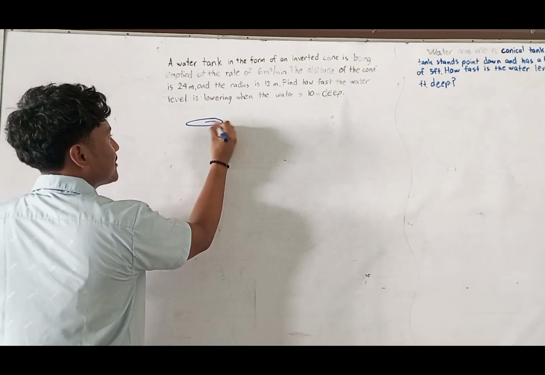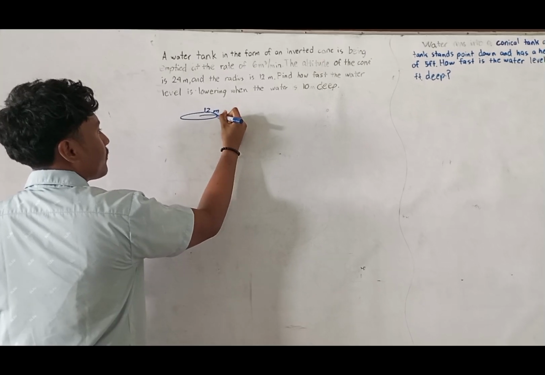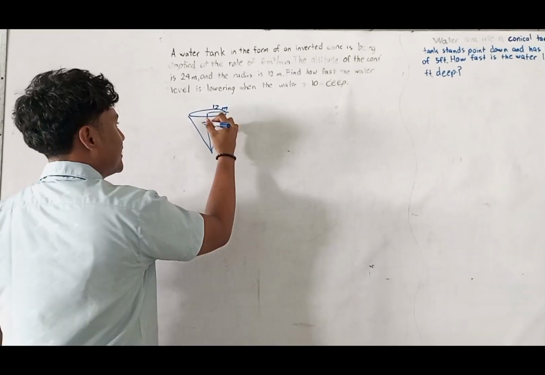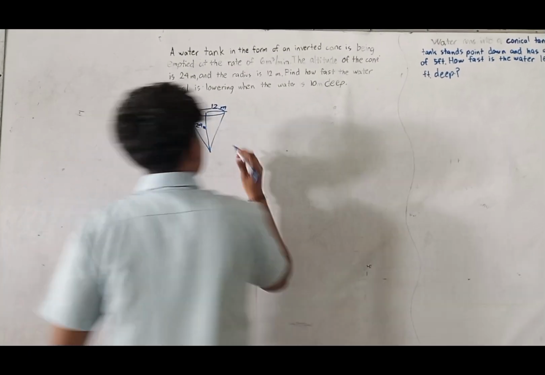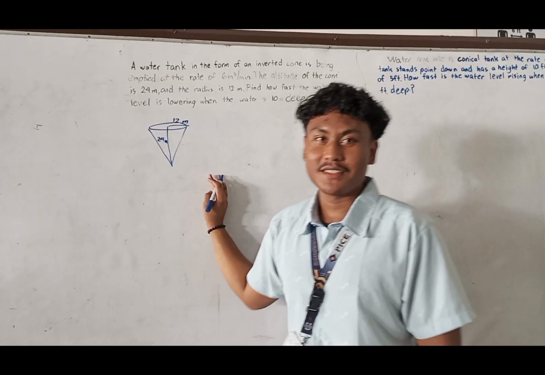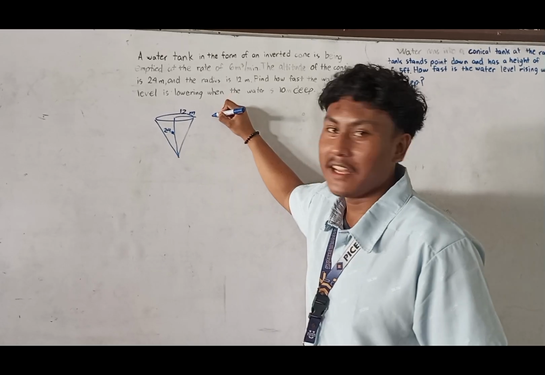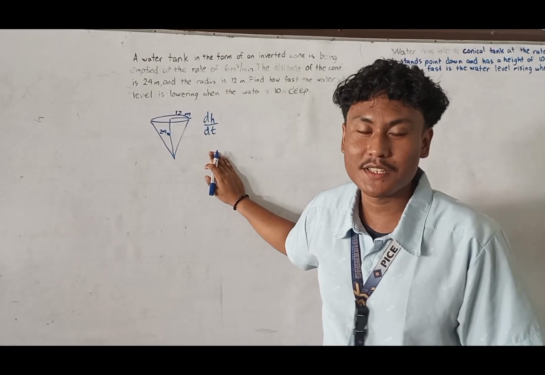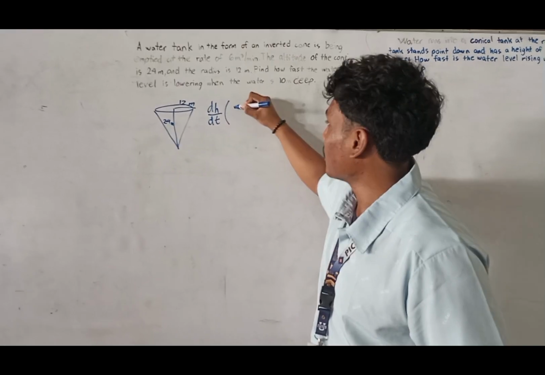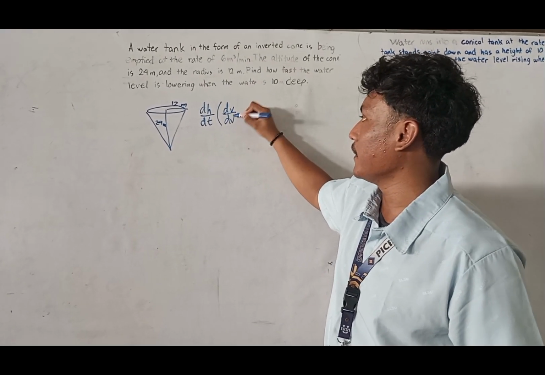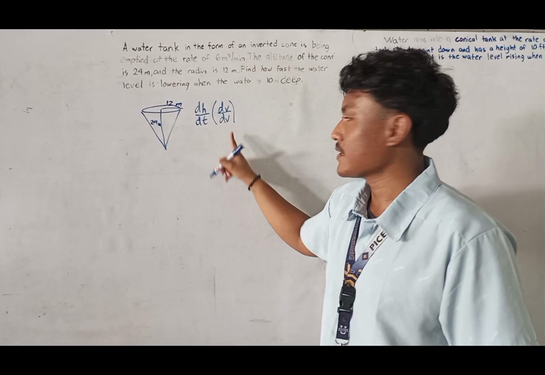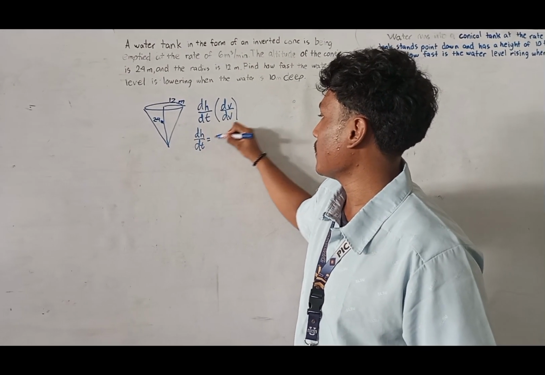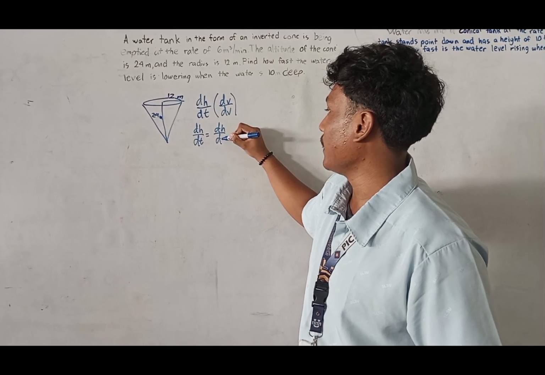Radius is 12 meters. Height is 24 meters. This problem talks about time rate, meaning the change in height over change in time. It also involves the volume. We multiply this by dV over dV, which is just equal to 1. So through manipulation, we can get dh over dt equal to dh over dV times dV over dt.